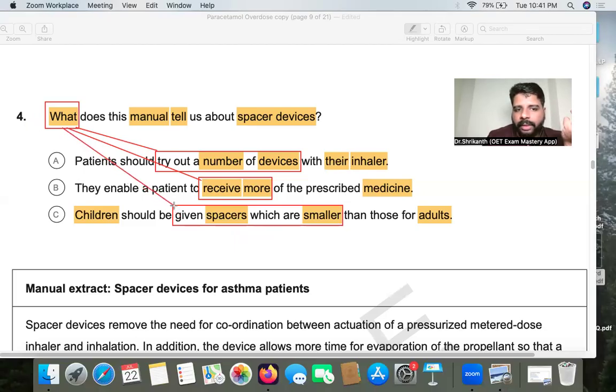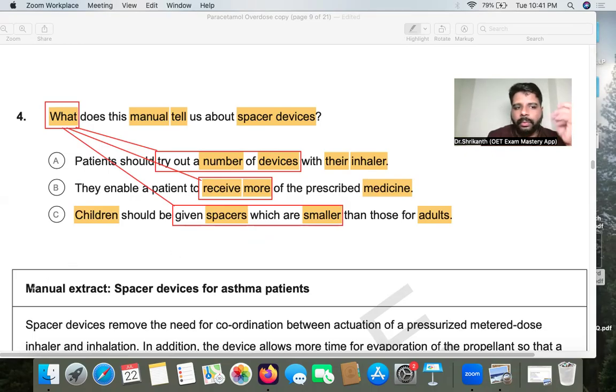Now you see over here, from very long, lengthy sentences, we have smaller sentences. Okay, we have much smaller sentences. So over here, the patients should try a number of devices. It allows the patient to receive more, and children should be given smaller spaces. Now you see, you have cut short the thing. It is easier for you to register into your mind. Retention is much easier.